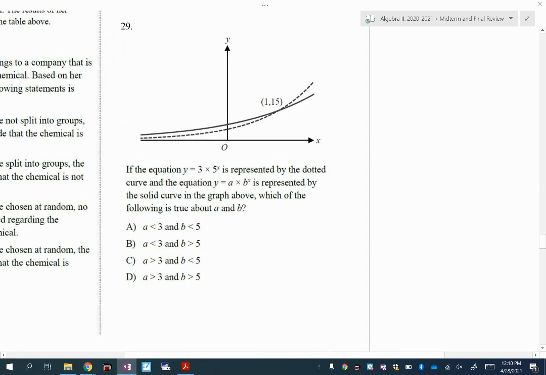29 says, if the equation y equals 3 times 5 to the x is represented by the dotted line, the dotted curve, and the equation y equals a times b to the x is represented by the solid curve, which of the following is true about a and b?